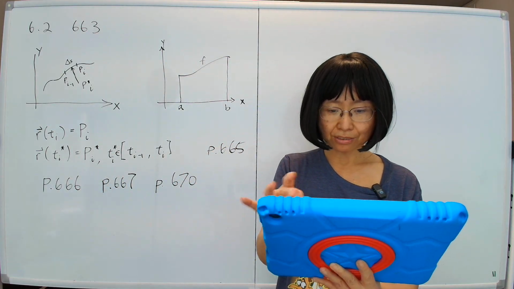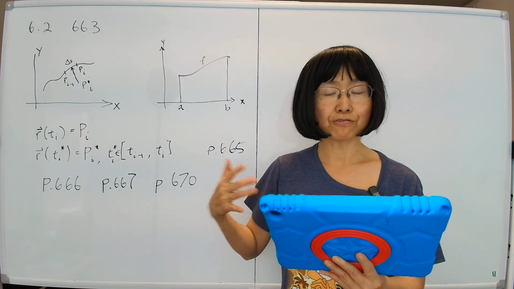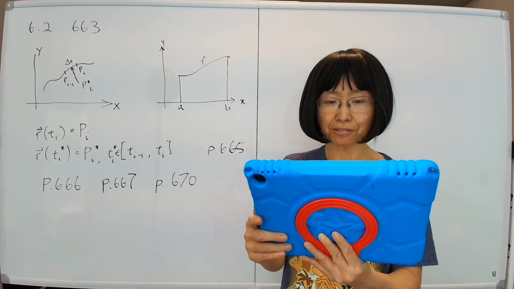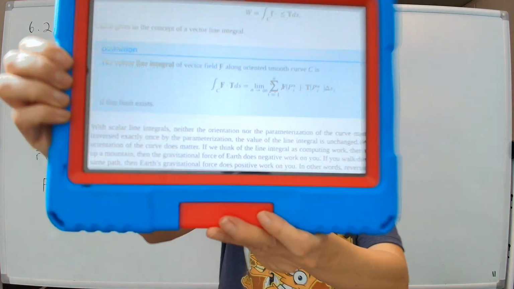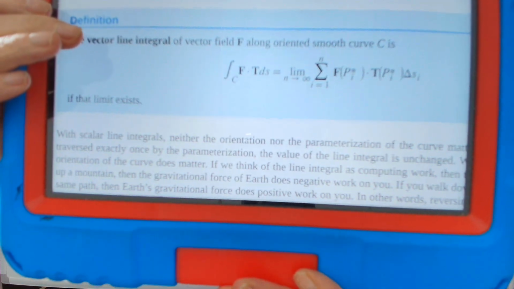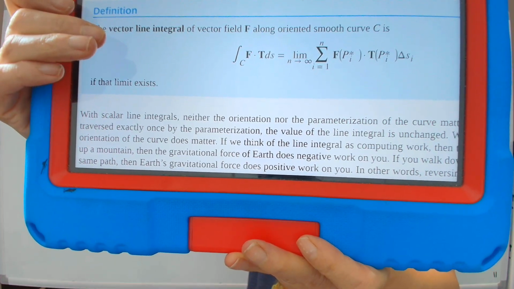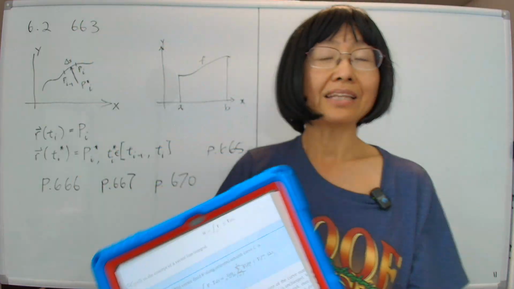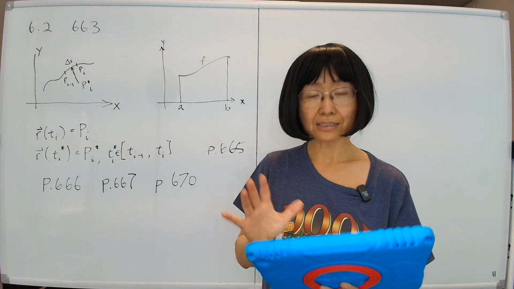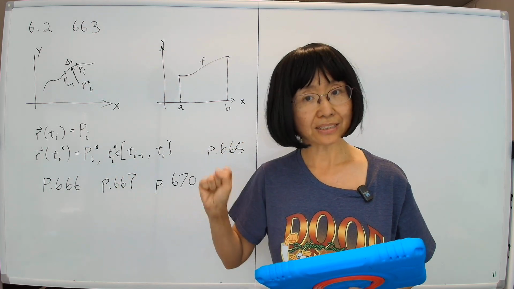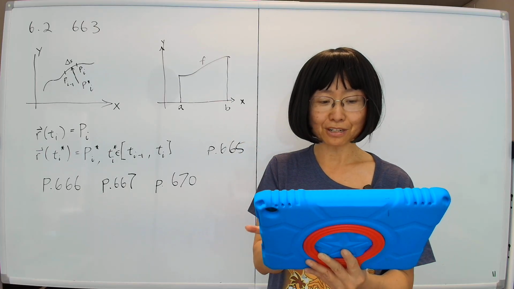So as a result, the formula of the work is called the vector line integral of a vector field force F along some direction of some curve, okay, and that is defined as the force dot the tangent, and then you let the limit go to infinity, the force dot the unit tangent times the little bit of arc length that you traveled.